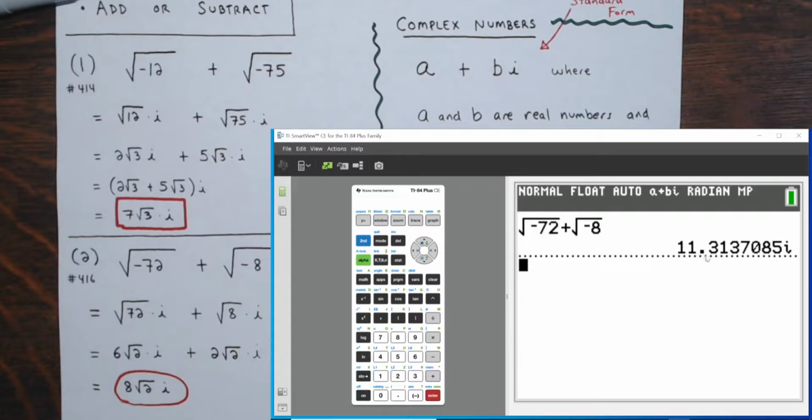And you see it's 11.3137085 times i. Okay, now let's see if that's equivalent to our final expression. We said this should be equal to 8 times the square root of 2 times i. Well, I've already got the i there, so let's see what 8 times the square root of 2 is. And look, it's that 11.3137085, right? So this is what I want, 11.3137085 times i, 8 root 2 times i. Fantastic.